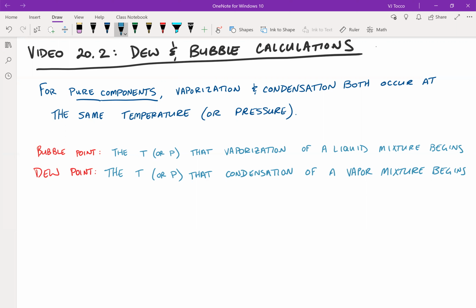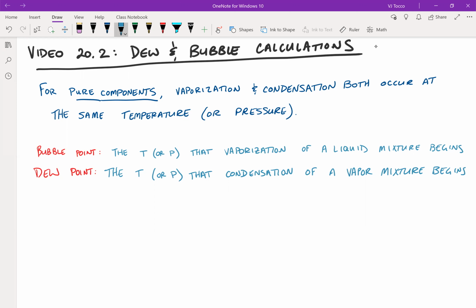I'm careful to say here temperature or pressure. Remember, there's two ways that you can vaporize something. If you have a liquid mixture, you could either increase the temperature or decrease the pressure. Both of those are going to have the same effect. The dew point, on the other hand, is the temperature at which condensation of a vapor mixture begins. You can also think of it as the point at which the first droplet of liquid forms. And here, once again, you can do this in two different ways. You can either decrease the temperature or you could increase the pressure to reach the dew point.